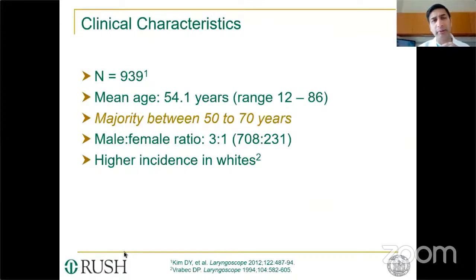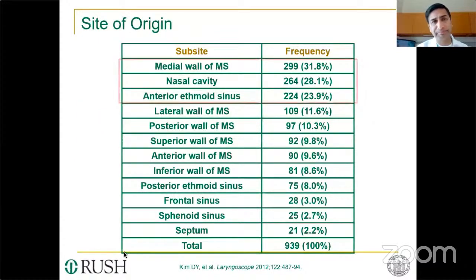When you look at the clinical characteristics, I will refer you to this very large study of almost 1,000 patients out of South Korea, a pooled national experience. You'll see that the mean age is in the mid-50s. Most commonly, patients are in their 50s to 70s, with a male to female ratio of 3:1. And certainly the data in the US shows that there is a higher incidence in whites.